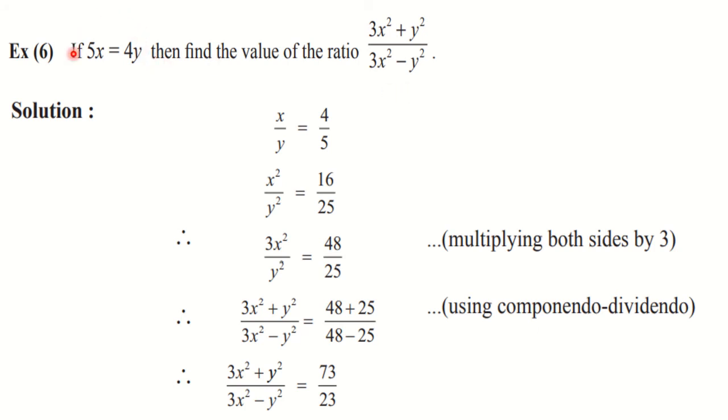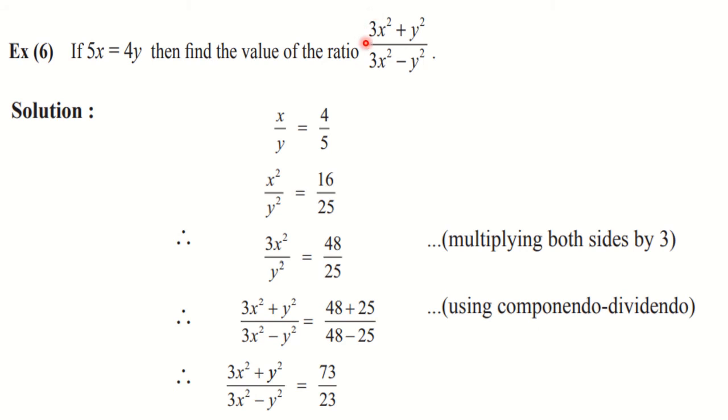For that purpose we have to make use of whatever given to us. In the previous questions the ratios were given to us, but now the ratio is not given. But from this given information we can write down the ratio. 5x is equal to 4y. You can take this y below x and this 5 below 4. So you will get x upon y is equal to 4 upon 5. Okay. But now here squares are present. So we also have to square. So we are squaring both the sides. So what we got? x square upon y square is equal to 16 upon 25.